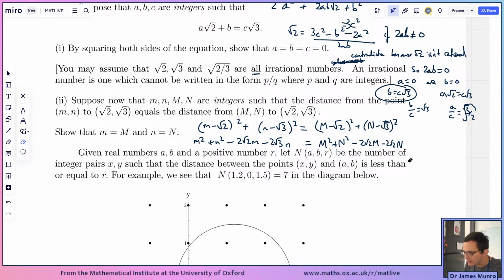Okay, and it looks to me like there's a coefficient of root 2 hiding in there. The coefficient of root 2 is something to do with little m take away big M, and the coefficient of root 3 is something to do with little n take away big N. So if you move all the root 3's onto the right and all the root 2's onto the left, then the coefficients A and C turn out to be exactly what you want in order to show that m is equal to big M and n is equal to big N.